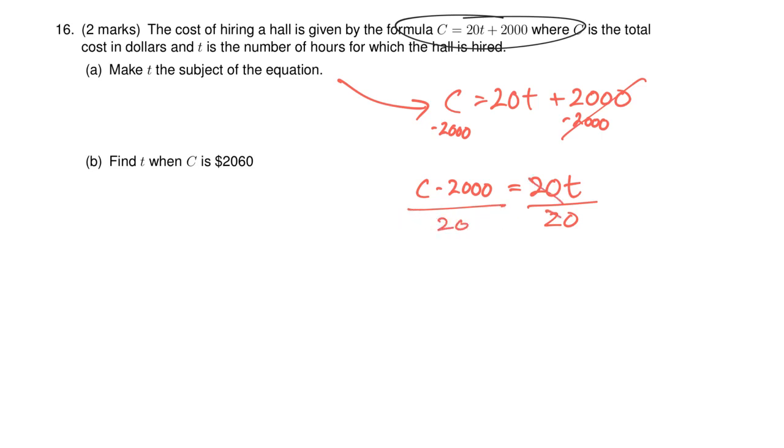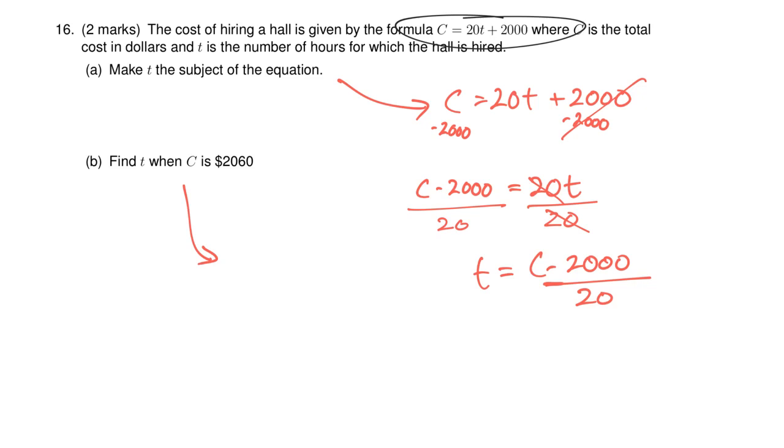These cancel out, and I'm left with t equals, because I'm just going to swap these left to right, c minus 2,000 all over 20. And I've now made t the subject of the equation because my equation says t equals something. Now I can use that for part B.